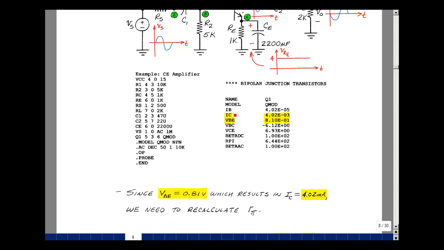From this operating point information, we see that the base-emitter voltage is not 0.7, which is what we assumed when we did the hand calculations previously. It's actually 0.81. If I want to compare these results to my hand calculations, let me go back and redo them with this value of the base-emitter voltage, and that corresponding collector current is 4.02 milliamps.